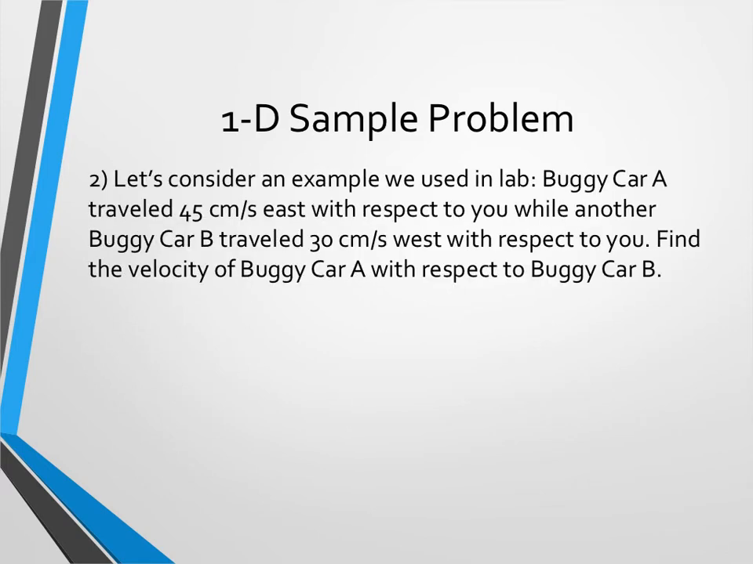All right, so here, now we have two buggy cars and you. That's our three objects. So buggy car A, with respect to you, I'm going to pretend that your object C equals you. So we have buggy car A traveling 45 centimeters east with respect to you, while another car B travels 30 centimeters west with respect to you. So B, according to you, is going west, so it's negative 30 centimeters per second.